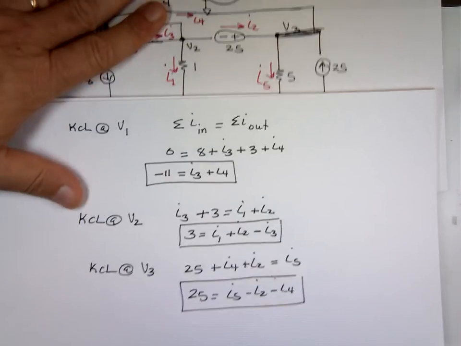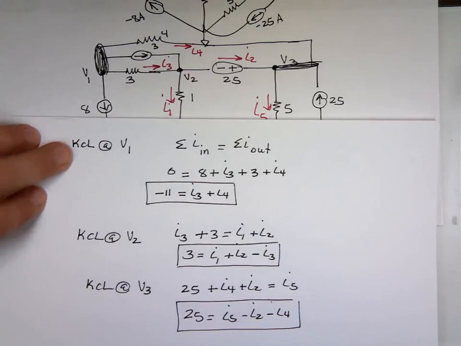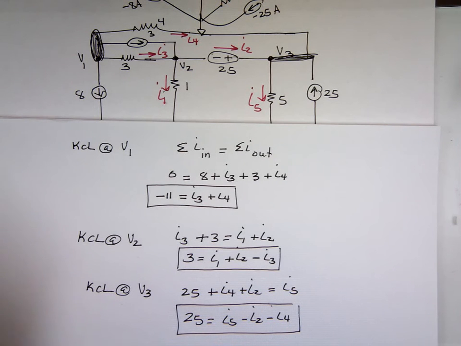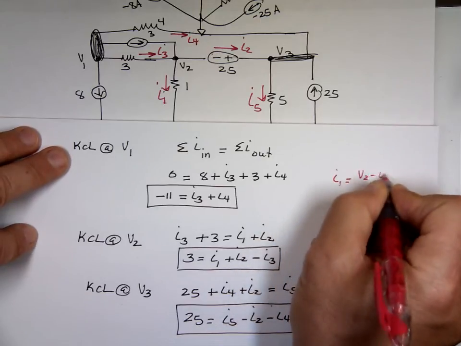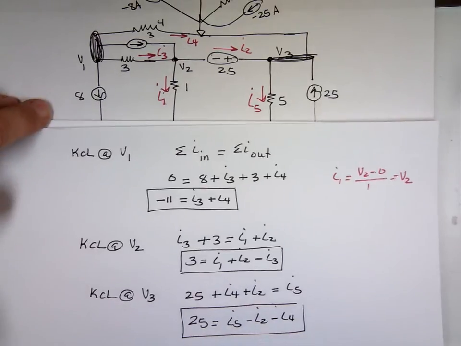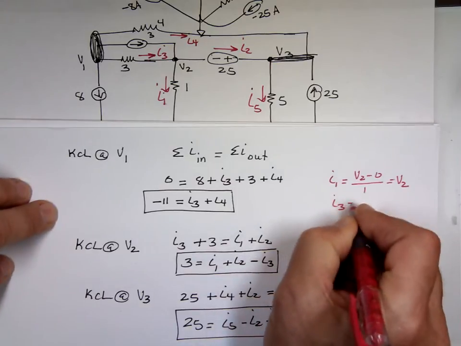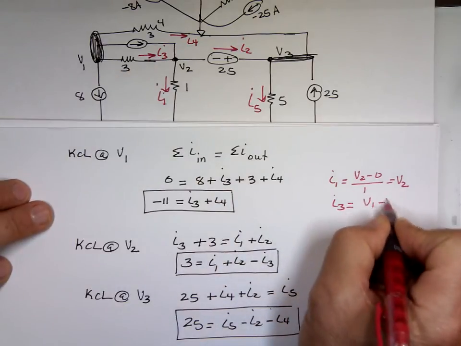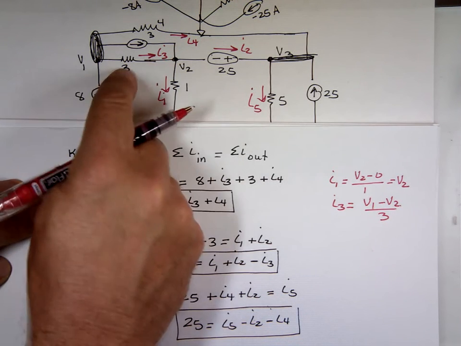Let's see if we can rewrite each current. What's I sub 1? I sub 1 is V2 minus 0, the ground, divided by 1, which is V2. Leave I sub 2 alone for now. Let's go I sub 3. Is this current? So it's what? V1 minus V2 divided by 3. It's going to the right, so it's this voltage minus that voltage over the resistor.